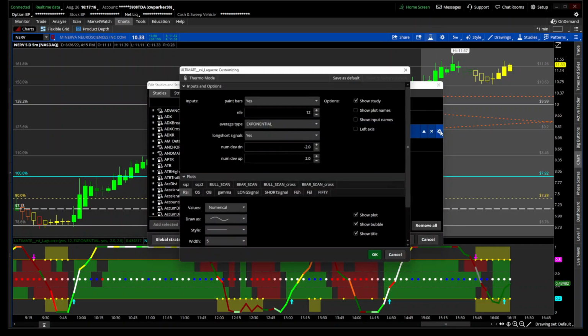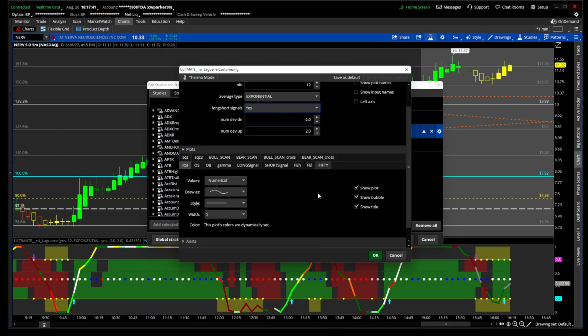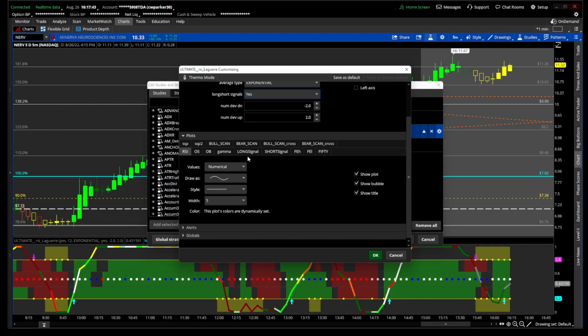Let's go into it. So paint bars, you have your length, you have your average. This average really just goes along with the RSI and the buy sell pressure average. You have your short and long signals, and that's basically the arrows. Number of deviations just goes with the Bollinger bands, and I'll get rid of that so you won't be able to see that. And you also have a scan in this.